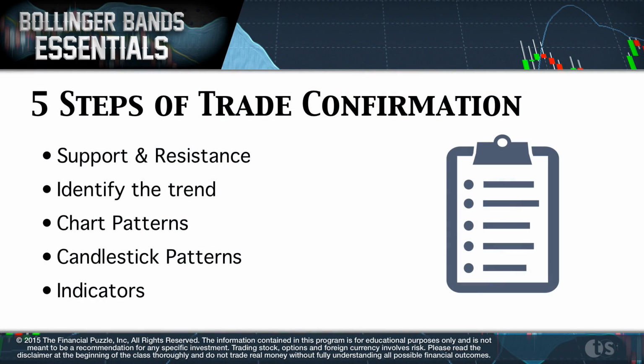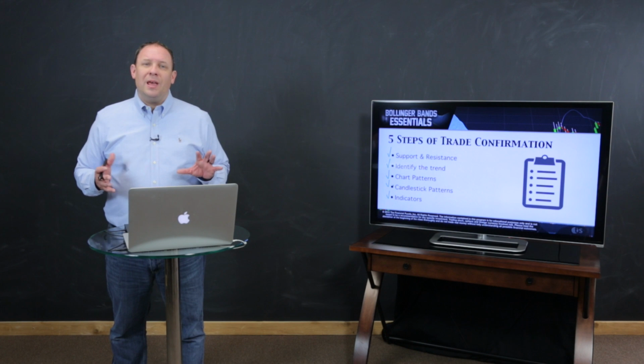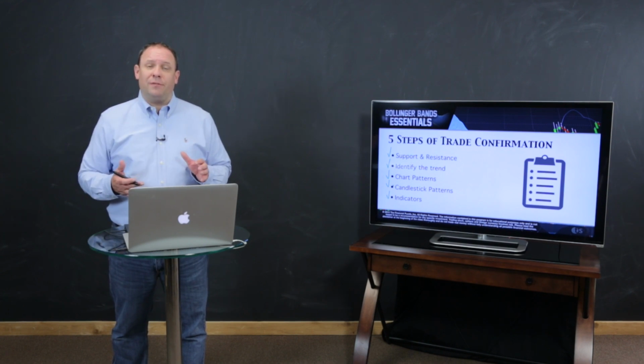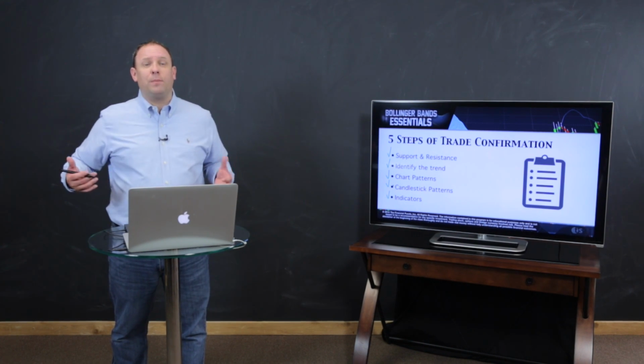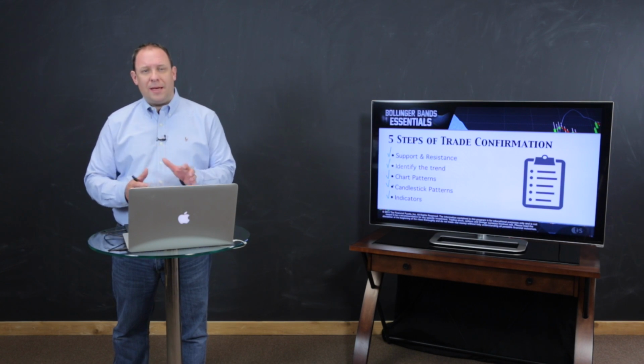The 5 steps to trade confirmation are: number 1, to identify your support and resistance. Next, you need to identify your trend, your chart patterns, your candlestick patterns, and of course your technical indicators. Now, why do we have all 5 of them? Because each step of the trade confirmation process reveals a different perspective, a different angle on that trade.